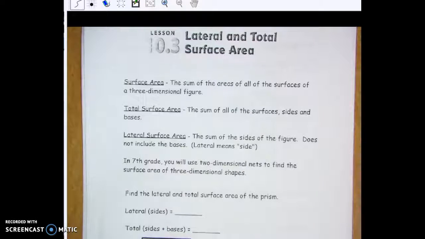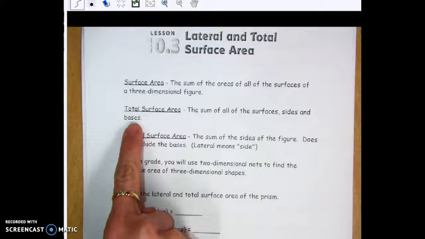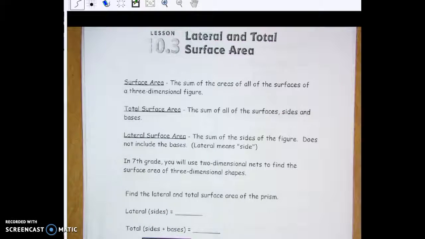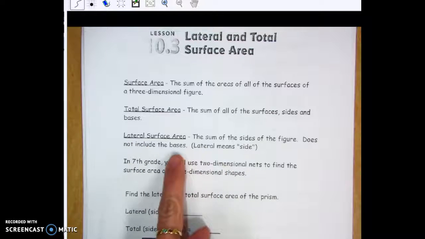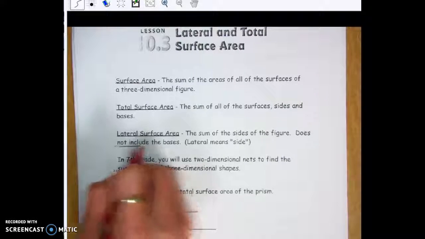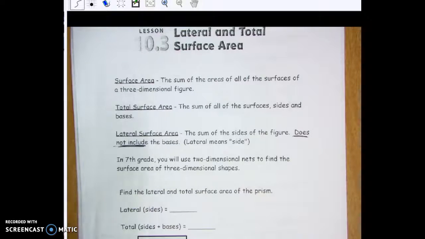Okay, now there's two types. There's total surface area and then there's lateral. So total surface area is every single side. So I'm going to find the area of every single side and the bases on a three-dimensional shape and add them all together. Okay, lateral, if you have in football a lateral pass, that means it goes out to the side. So lateral means only the sides. So you do not include the bases. If it's lateral, you only do the sides. If it's total, you do everything.